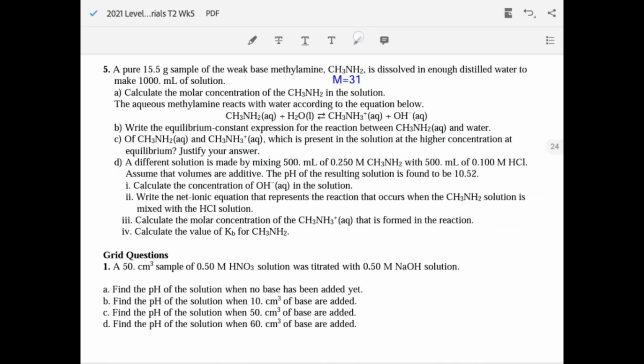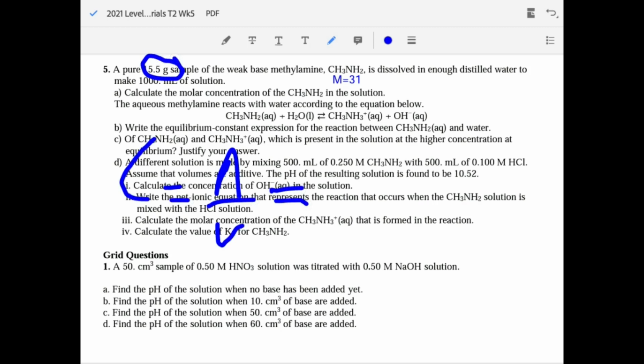So calculate the molar concentration. C is equal to n over V. n is mass over molar mass, so 15.5 over 31, which is 0.5. So 0.5 over 1000 milliliters converted to liters, which is 1. So 0.5 is the answer.